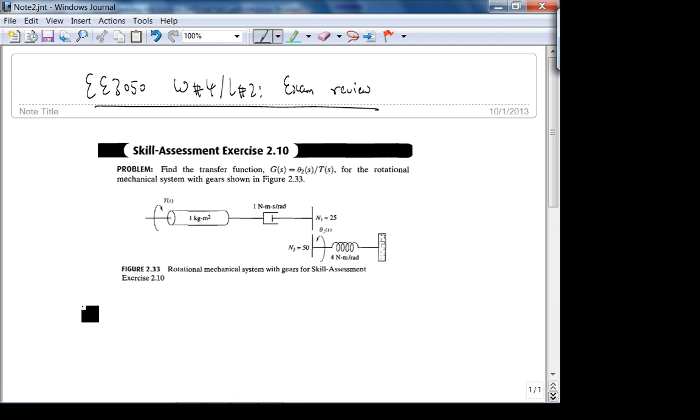So the question is, find the transfer function G of s, which is theta 2 of s over T of s. Okay? Yesterday where we got stuck was we tried to derive this from first principles, and I realized what mistake we made. The way we avoid that mistake is to draw the free body diagram of this. We'll do that last, because it's important so you conceptually understand what's going on. But first, let's solve this by reflecting impedances. Then we will draw the free body diagram because it points out a subtle fact that's not mentioned in your book.